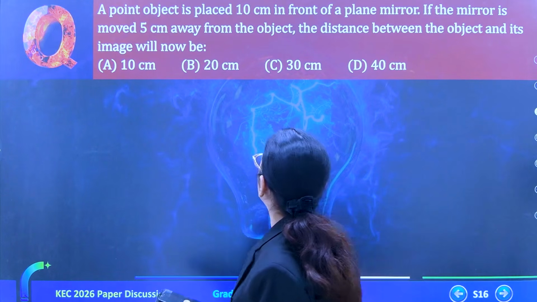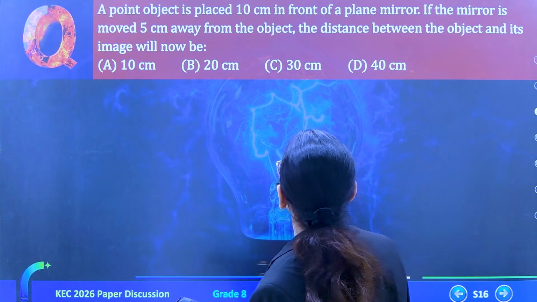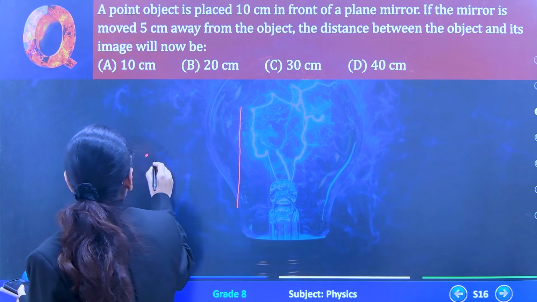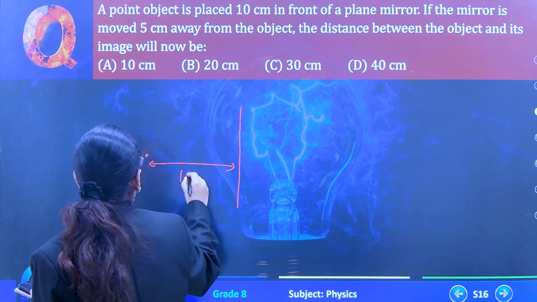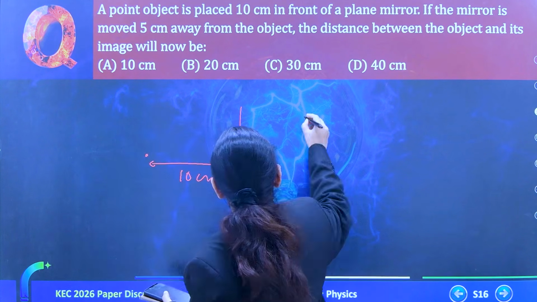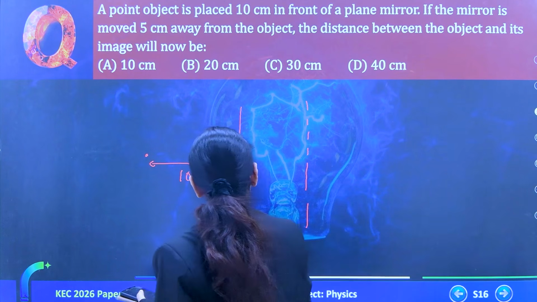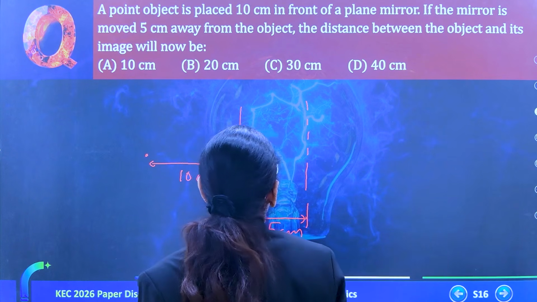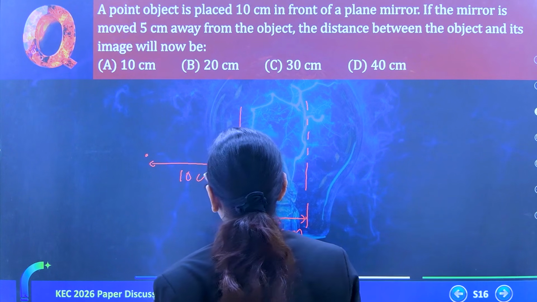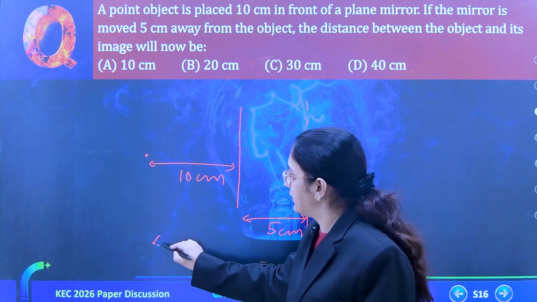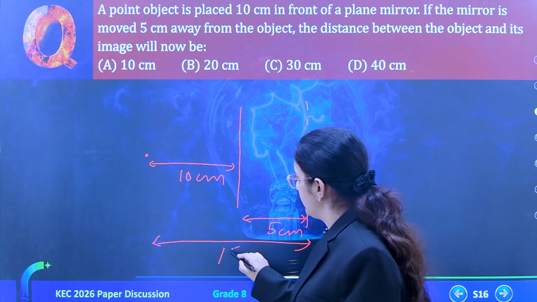A point object is placed 10 centimeter in front of a plane mirror. This is your 10 centimeter. If the mirror is moved 5 centimeters away from the object, now your mirror is here. The distance between the object and its image will be? Now what is the mirror and object distance? It is 15.